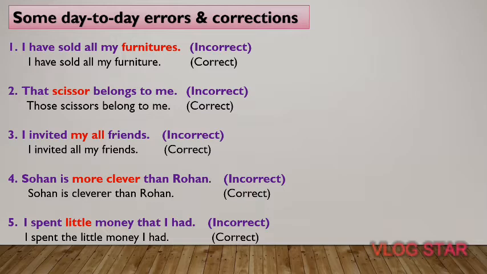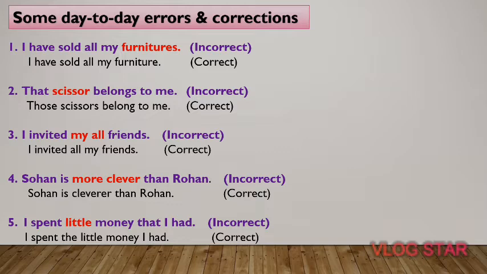Moving on to the second sentence, we have here that scissor belongs to me. Now, nouns like scissors, trousers, and binoculars are considered pair nouns. That is why this sentence is incorrect. That scissors belongs to me is incorrect. The correct sentence will be those scissors belong to me.